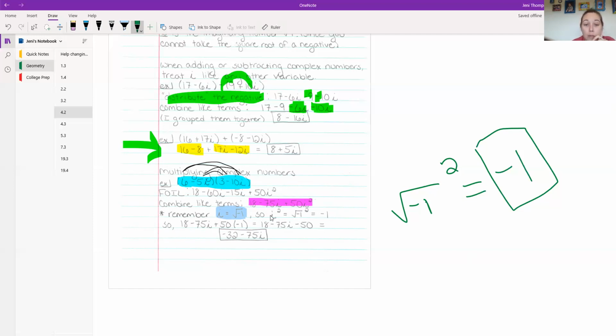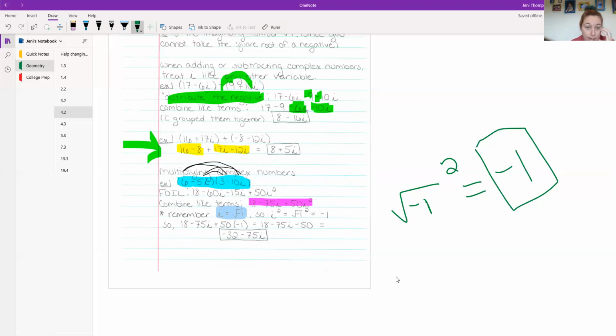So now we just do one more step to combine these like terms. 18 and -50 are now like terms because i squared equals -1. So 18 and -50 gives us -32. So our final answer is -32 minus 75i. And that i just hangs out there because it's not i squared or anything.